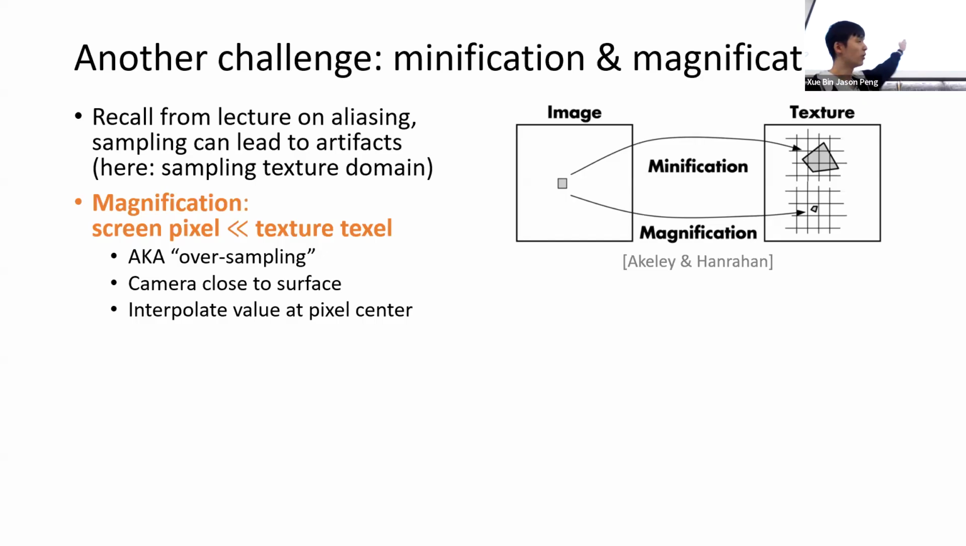This corresponds to the bottom case in this figure here, where the camera is looking very close to the surface of an object. So in this case, every pixel in the image will be mapped to a relatively small area on our texture. So this is saying that the size of every pixel is much smaller than the size of a texel in our texture. And we'll show an example of what these magnification artifacts look like.